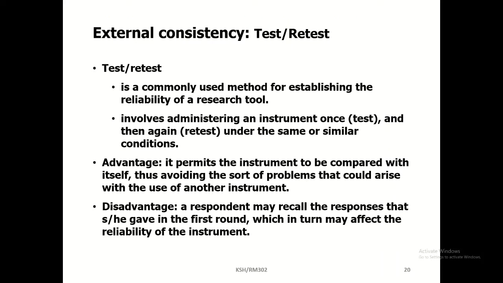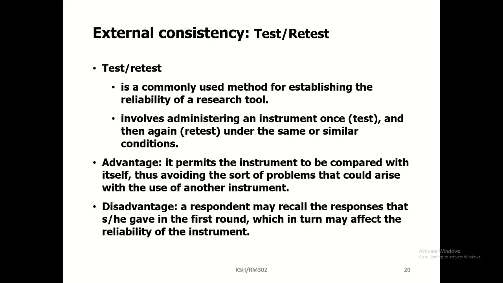Test/retest is a commonly used method for establishing the reliability of a research tool. This method involves administering an instrument once, test, and after a while, we administer the test again, retest, under the same or similar conditions. An easy-to-understand example is a proficiency test. For example, we have just developed a proficiency test. We want to know if the test is reliable, and we administer it to a group of Year 1 students. A few weeks or months later, we administer the test again. This step is called retest.